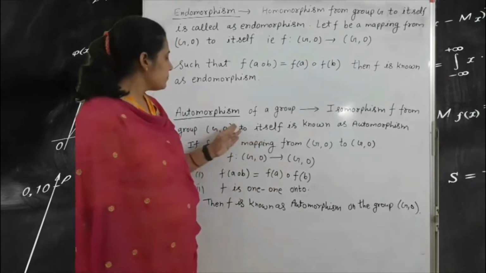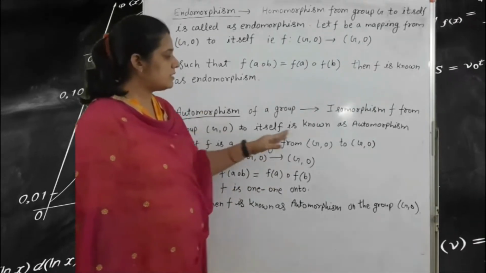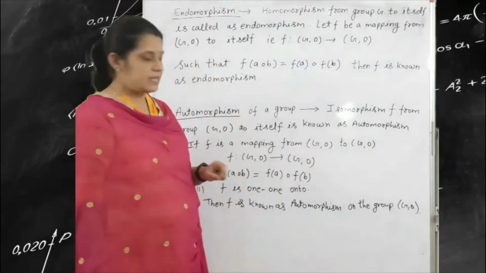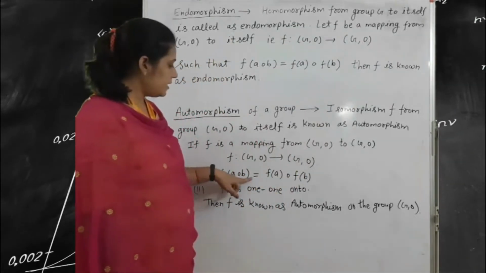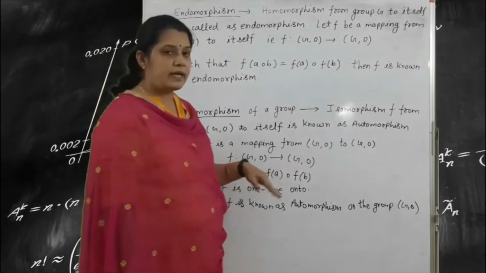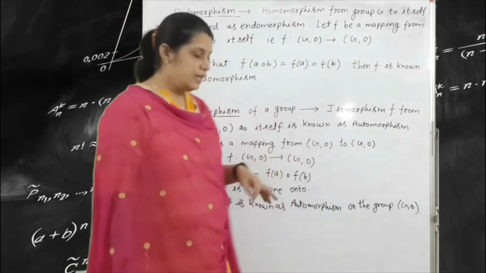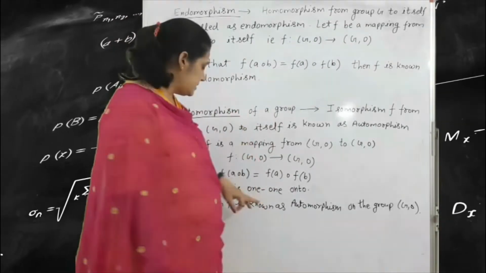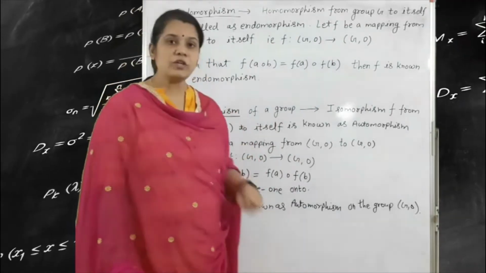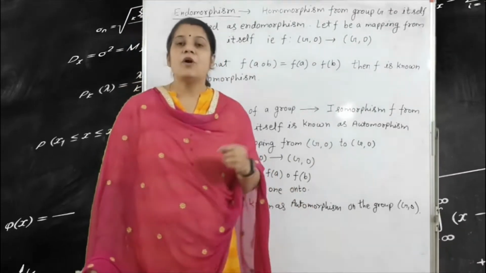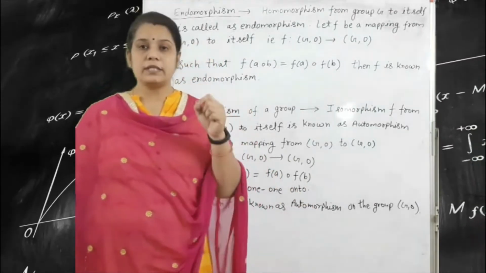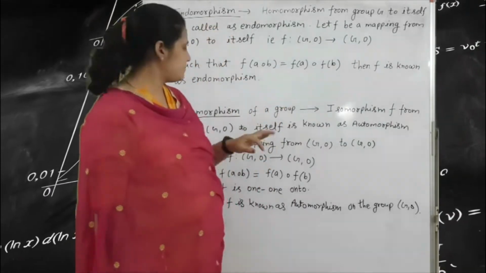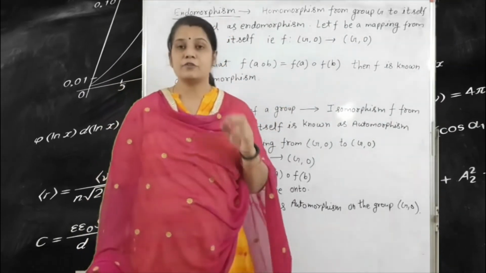Because here the mapping is from G operator to itself. So here the two conditions are: first, f(a∘b) is equal to f(a) operator f(b), and the second is f is one-one onto. That means f is known as an automorphism on the group G with the given operator. So this is the definition of the endomorphism and this is the definition of the automorphism.